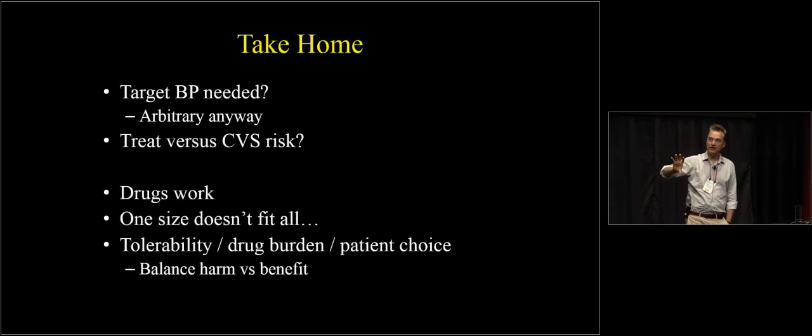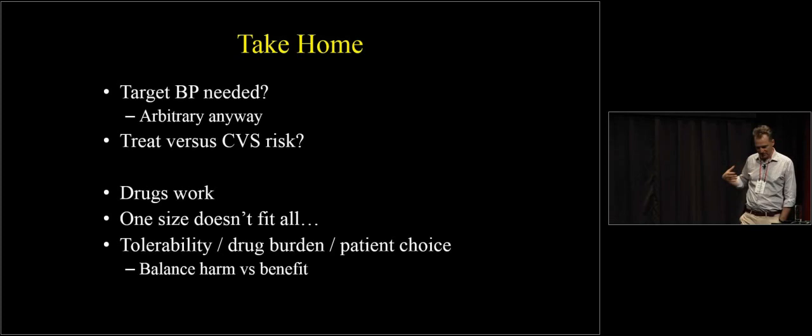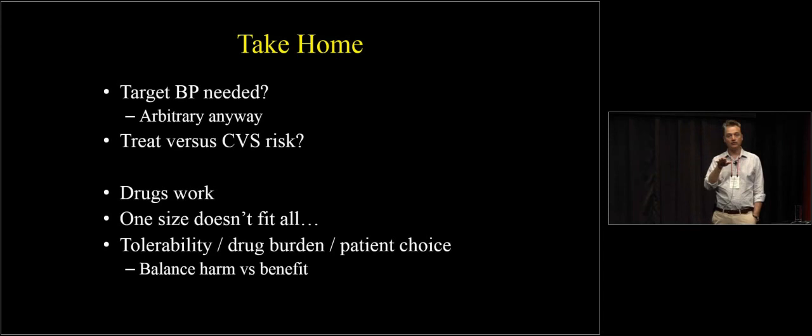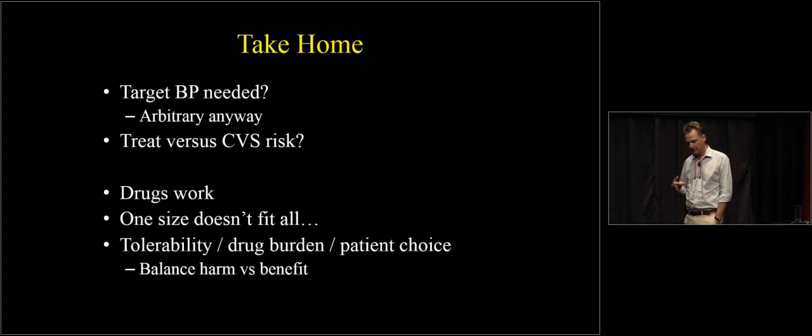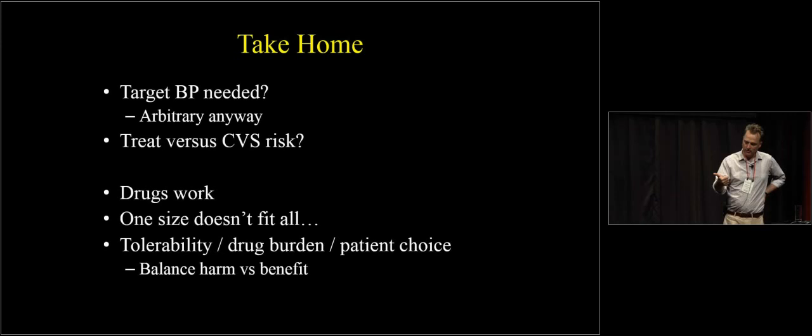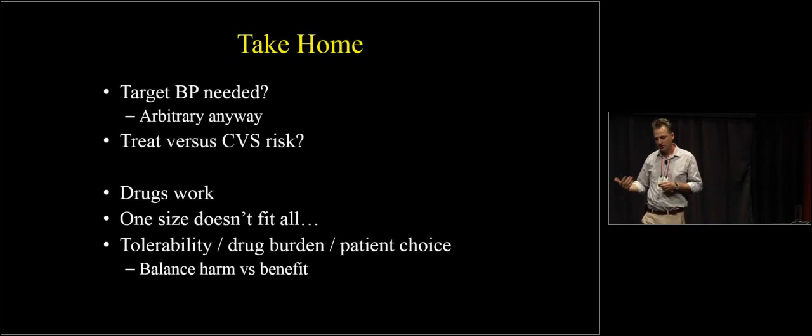We've also learned that if patients adhere to drugs, the drugs work. You can bring blood pressure down, and there are synergistic combinations, but trying to target a specific blood pressure, one size doesn't fit all, one target doesn't fit all, and we need to discuss with patients and produce a bespoke management algorithm that includes tolerability of drugs, the overall drug burden of an individual patient, what they want to do, and as I said at the beginning, we need to balance harm versus benefit. So maybe that old definition of blood pressure, the level above which you need the treatment of which does more good than harm, is very important.